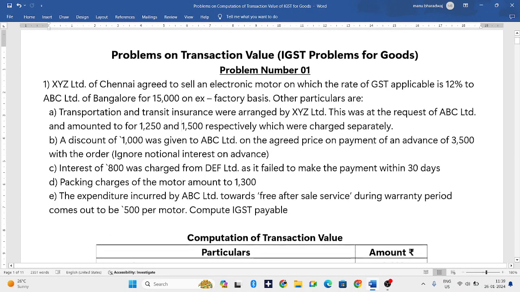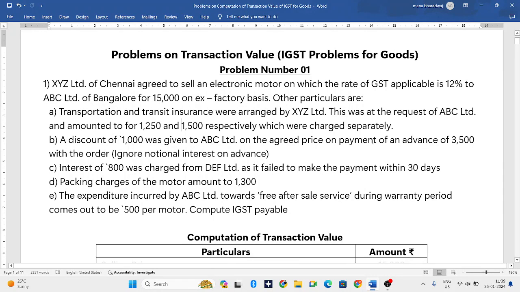In this particular video, we'll be starting a new set of transaction value problems in which we have to even calculate IGST also. So till whatever the problems we have done till now was only about CGST and SGST. From now, we will be calculating problems on IGST also. The question is on the screen. Please take the screenshot of the question or at least pause the video and write down the question so that it will be easy for you to analyze while I'm solving.